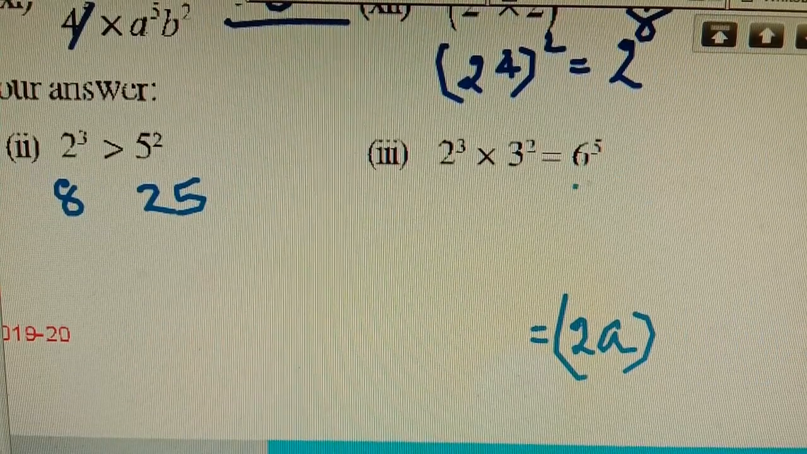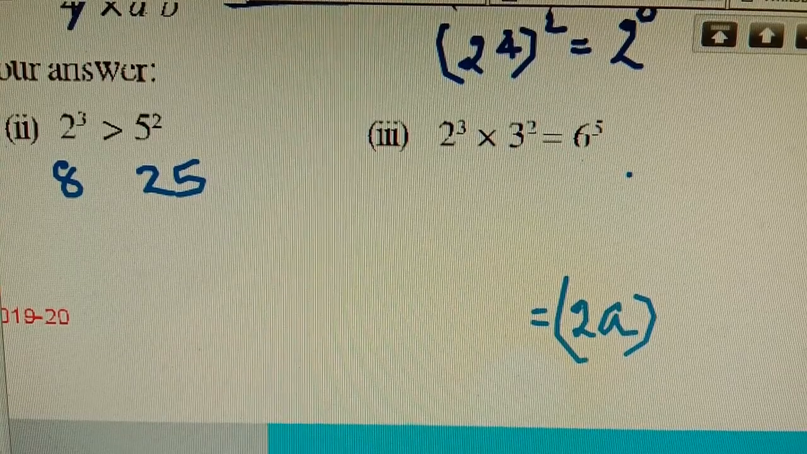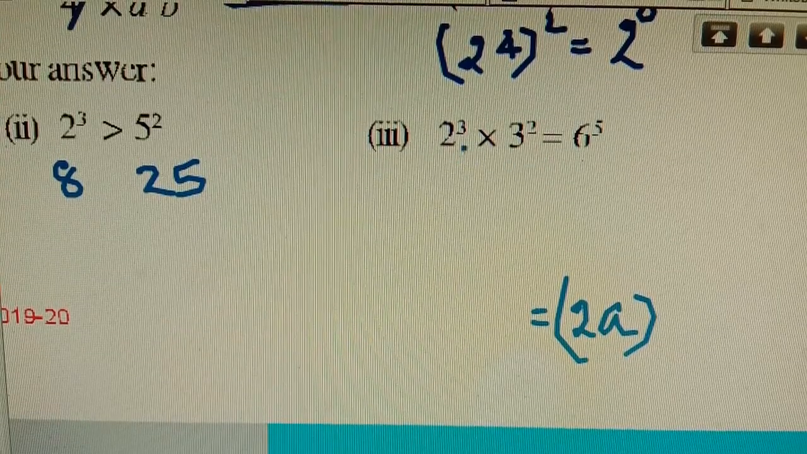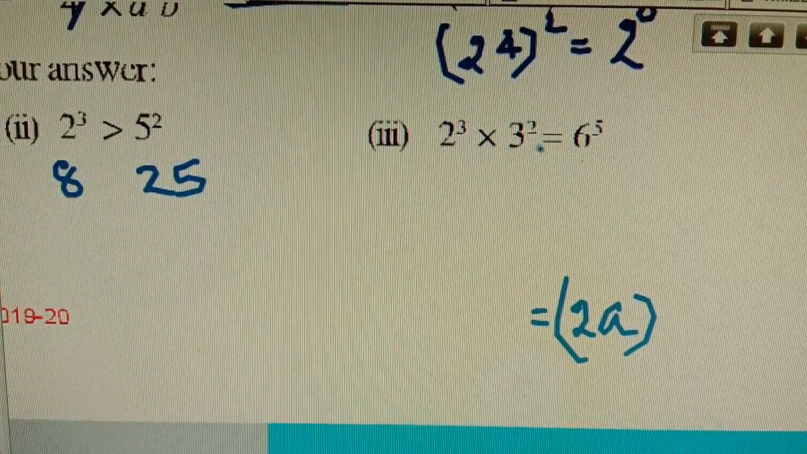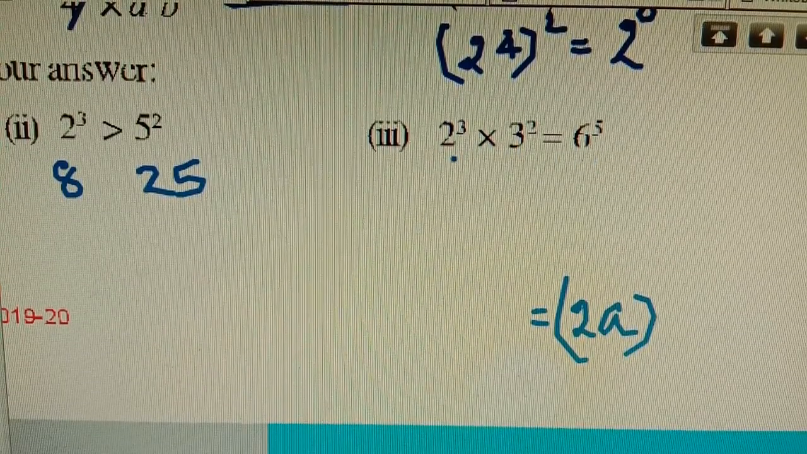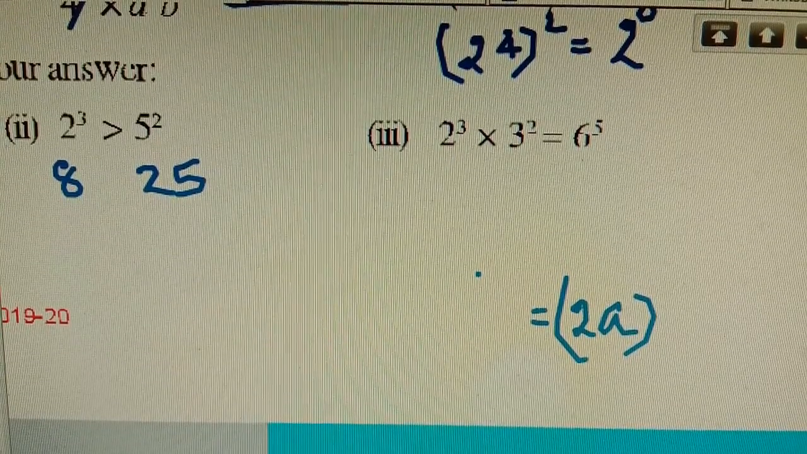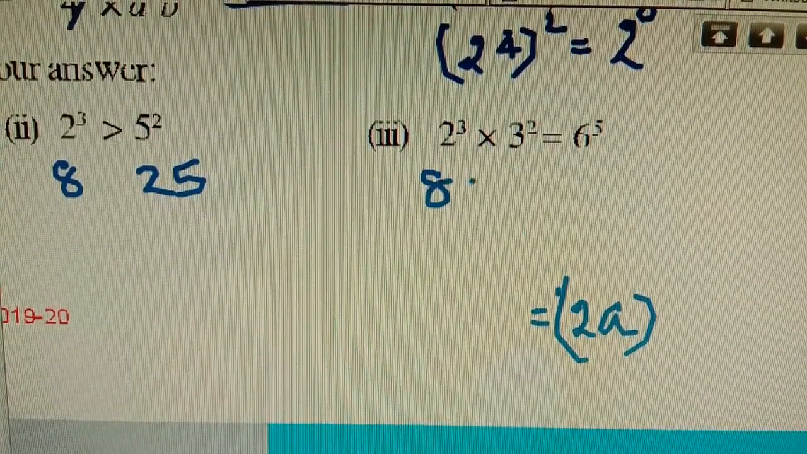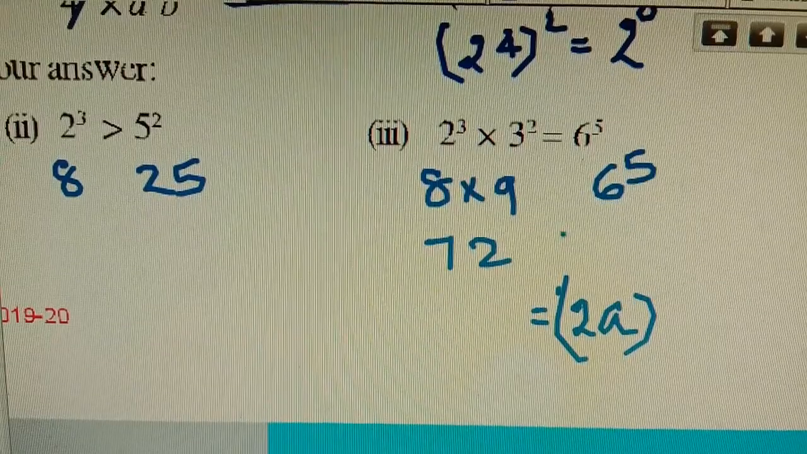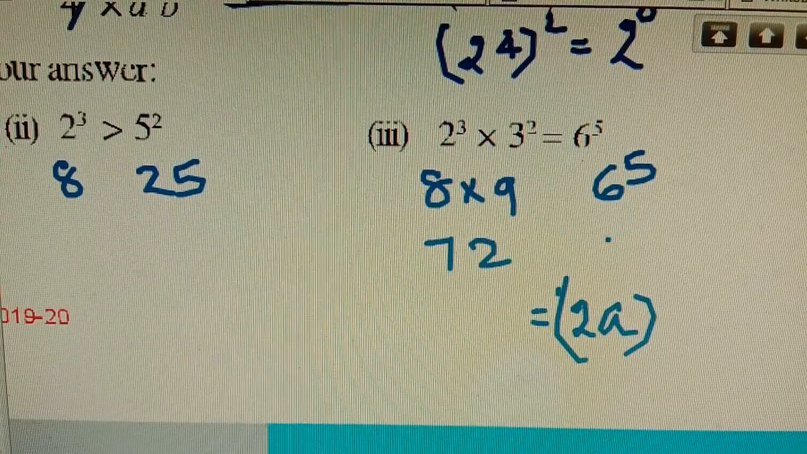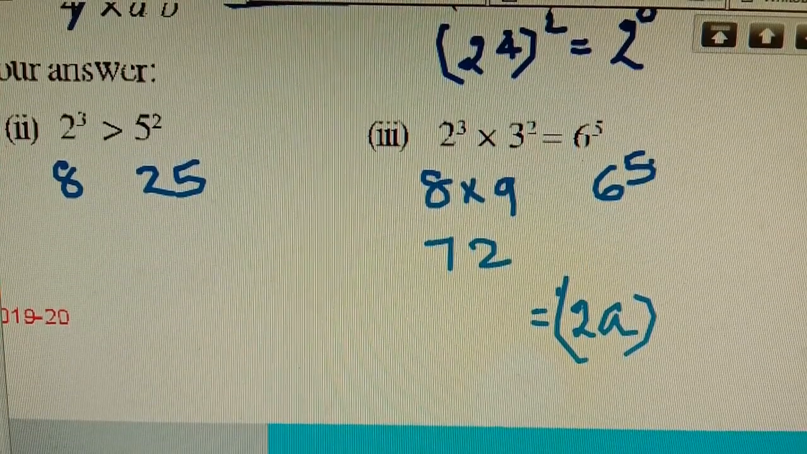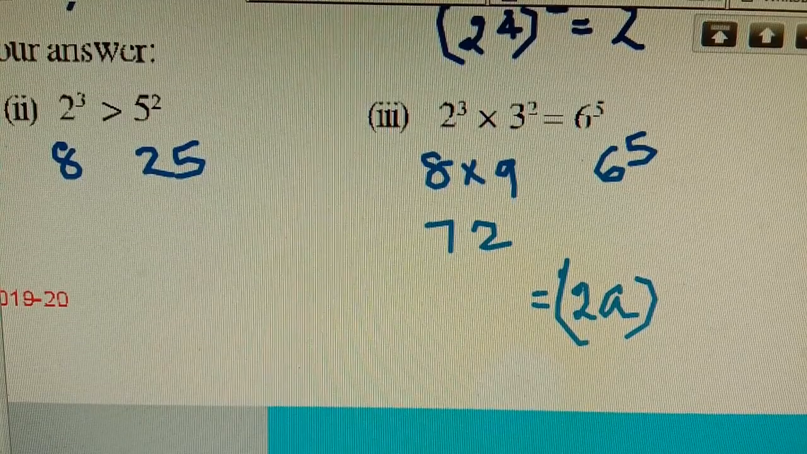Then next one, 2 to the power of 3 into 3 to the power of 2 is 6 to the power of 5. Here two laws are being applied together, that is not possible. 2 to the power of 3 into 3 to the power of 2 is not the same as 6 to the power of 5. Here 2 to the power of 3, that is 8, and 3 square, that is 9. 8 nines are 72. But here 6 to the power of 5, anyway that is not 72. 6 to the power of 2 is 36. Then 36 into 6 will be 6 to the power of 3. Anyway that is more than 72. So this statement is also false.